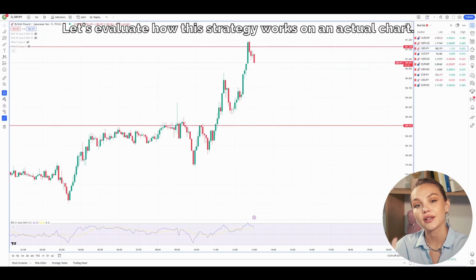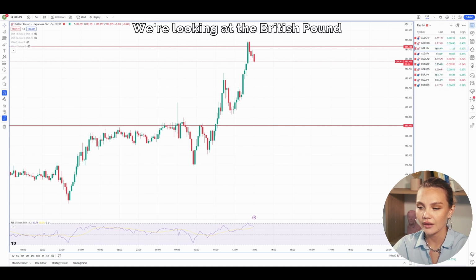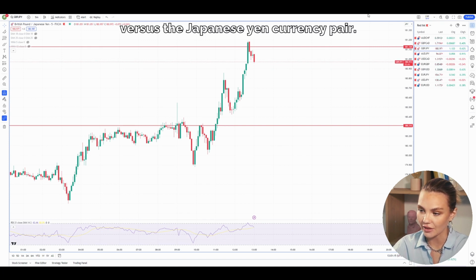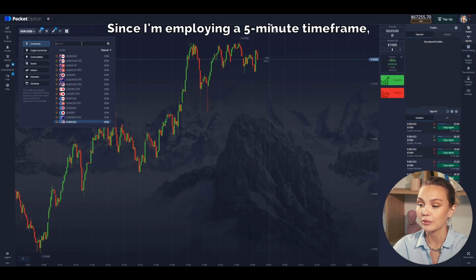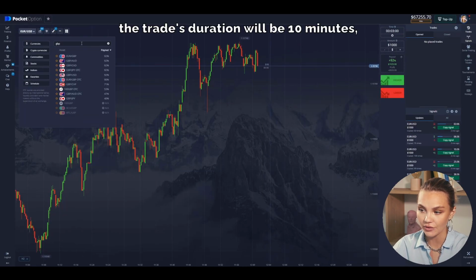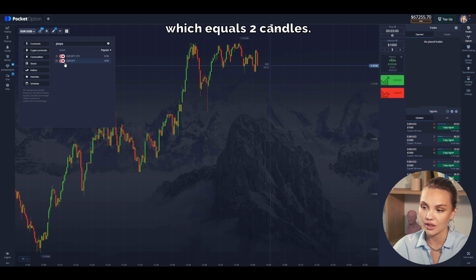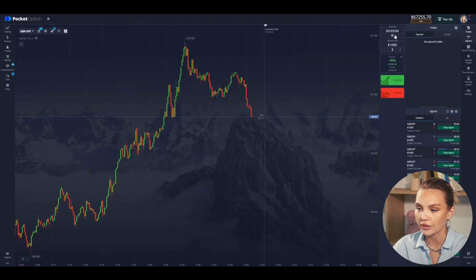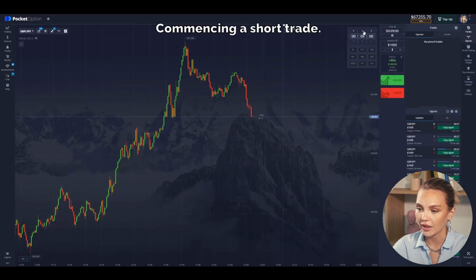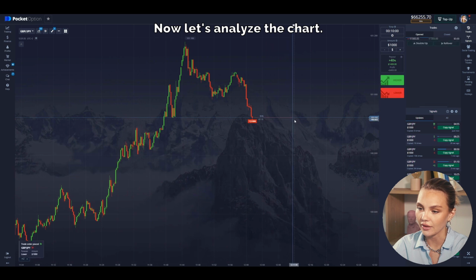Let's evaluate how this strategy works on an actual chart. We're looking at the British pound versus the Japanese yen currency pair. I'm initiating a short trade right away. Since I'm employing a 5-minute time frame, the trade's duration will be 10 minutes, which equals 2 candles. The trade amount is set at $1,000. Commencing a short trade. Now let's analyze the chart.